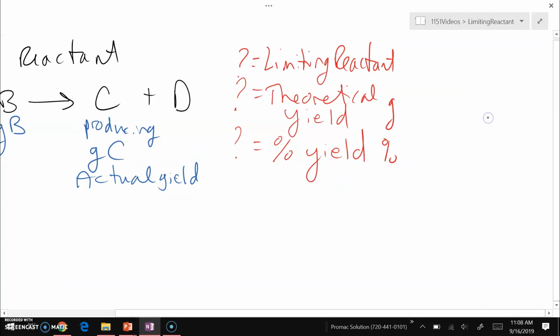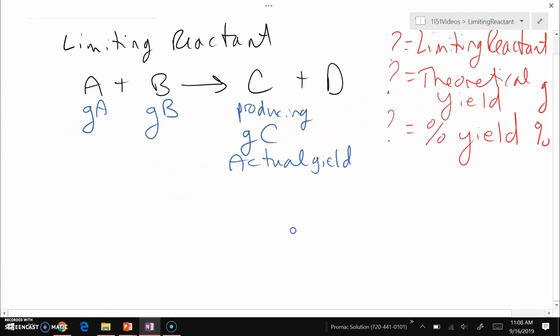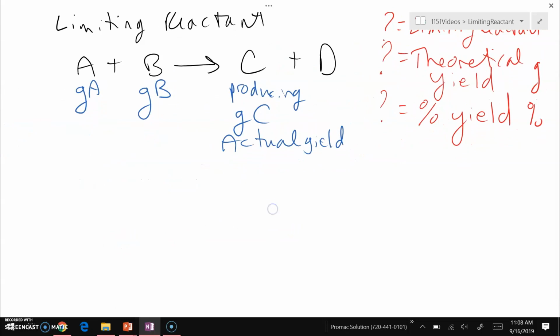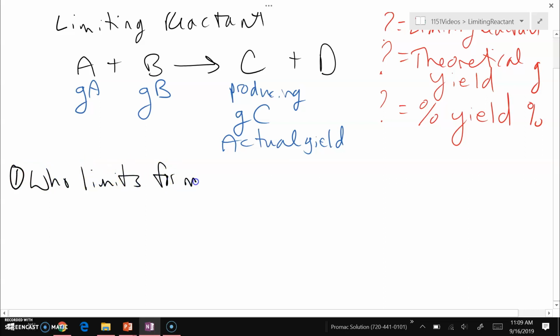So how on earth do you solve this? Okay? We're going to scroll a little bit. So number one is the limiting reactant. So we're going to do one. And there's actually sort of two parts to this. So who limits forming product C?